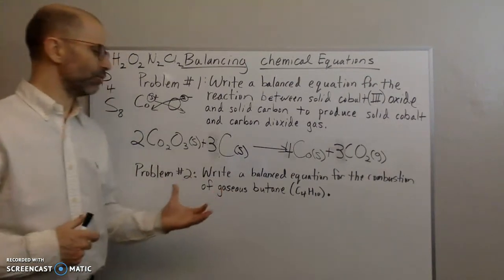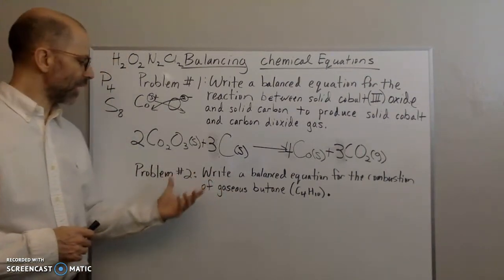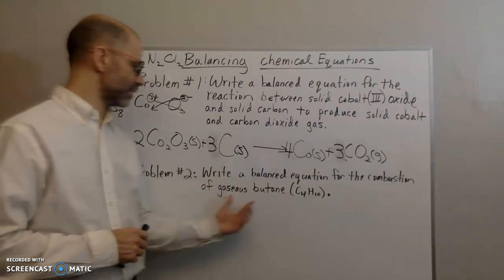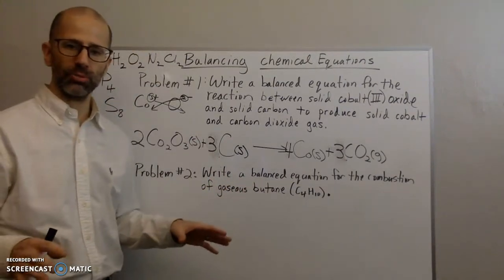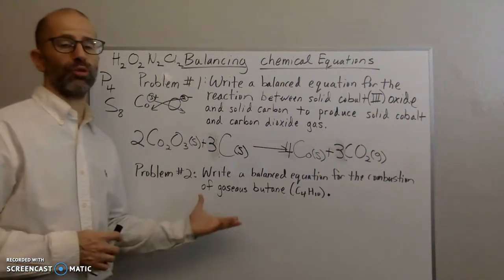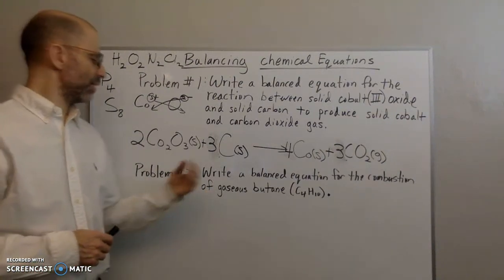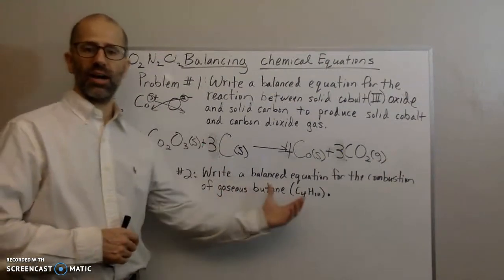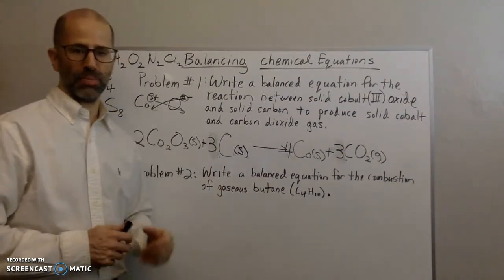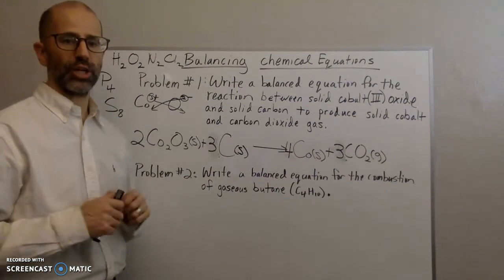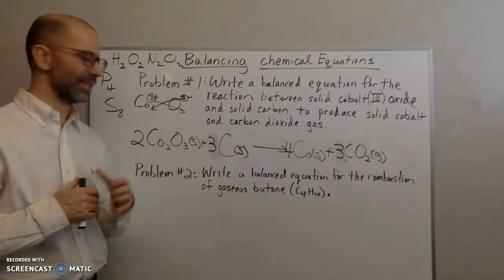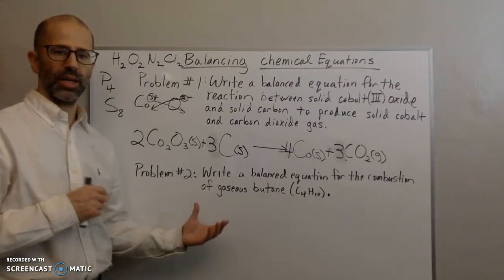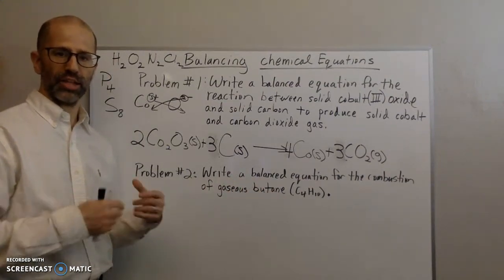So instead of giving you everything, they tell you: write a balanced equation for the combustion of gaseous butane, and that's all they do. They could give you the problem and then give you more information. But here it's trickier and it expects more from you, because in this sense you have to know what combustion means in order to complete the reaction and the equation.